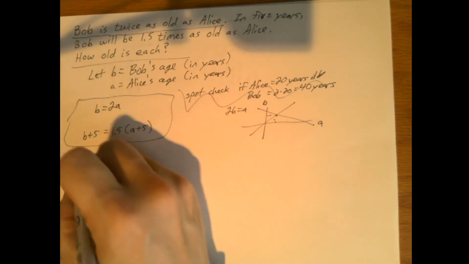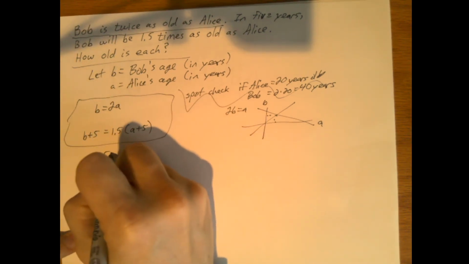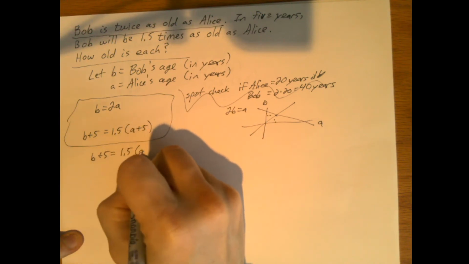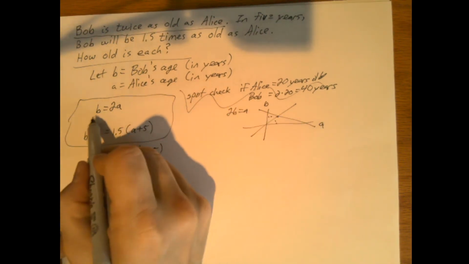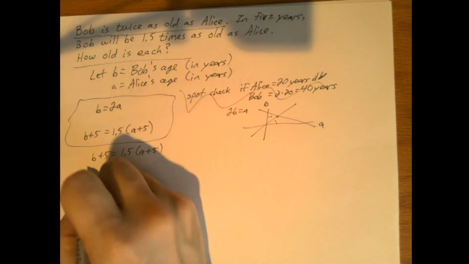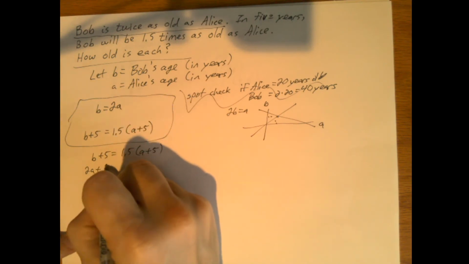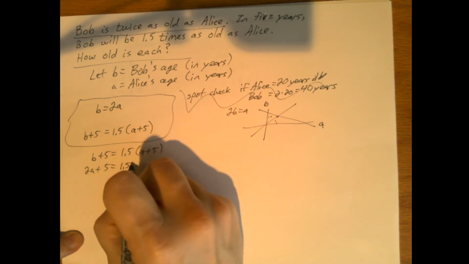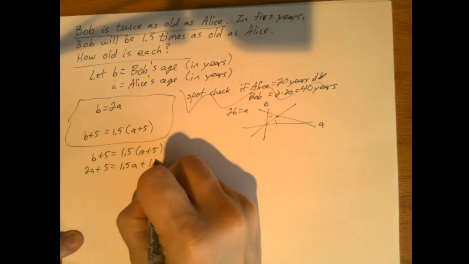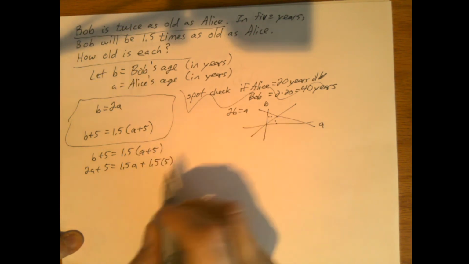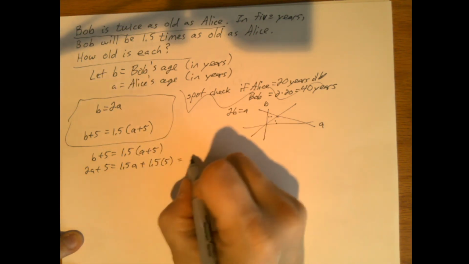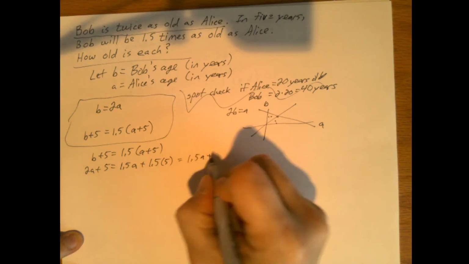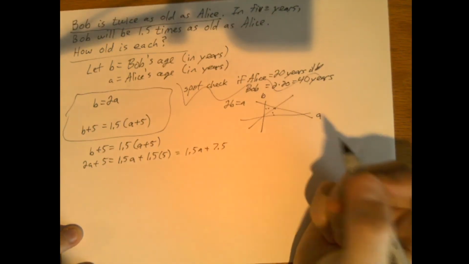So let's take the second equation. B plus 5 equals 1.5 A plus 5. And now everywhere I see B, let's put in 2A. So 2A plus 5 is equal to 1.5 times A plus 1.5 times 5. There's no B's over here, which is equal to 1.5A plus 7.5. And these are still in years.